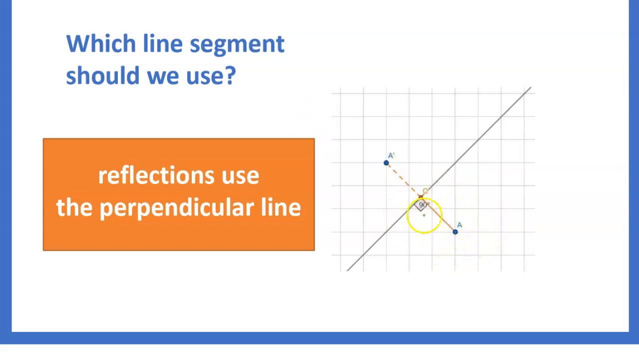And we know that's the correct line because it has that 90-degree angle. That's the closest distance because it's the 90-degree angle. And we always use the perpendicular line, the 90-degree angle, when we're doing reflections. So another way to describe this is lines that join corresponding points are bisected perpendicularly by the line of reflection. The line of reflection serves as a perpendicular bisector.